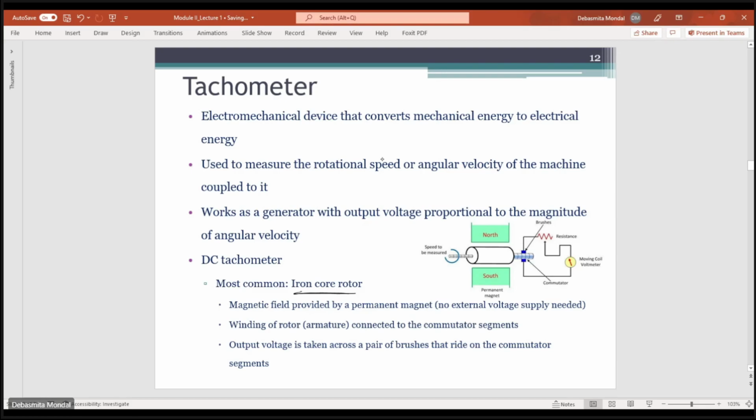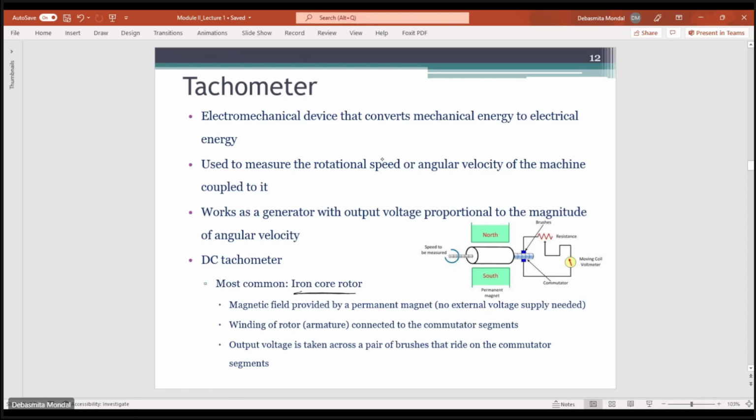This rotor is placed in the magnetic field between the permanent magnets, and the windings present on the rotor are connected to a mechanism known as a commutator and brush mechanism. From this brush, an electrical circuit is connected, so that we have a variable resistance, and then a voltmeter which will ultimately measure the output voltage of this tachometer.